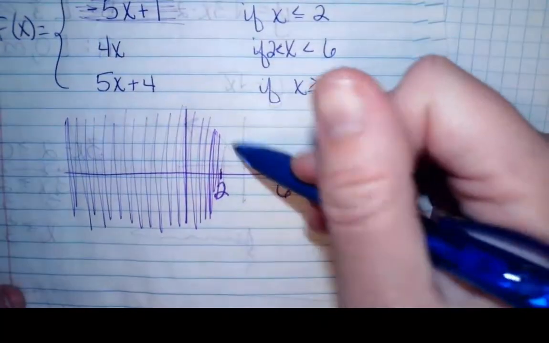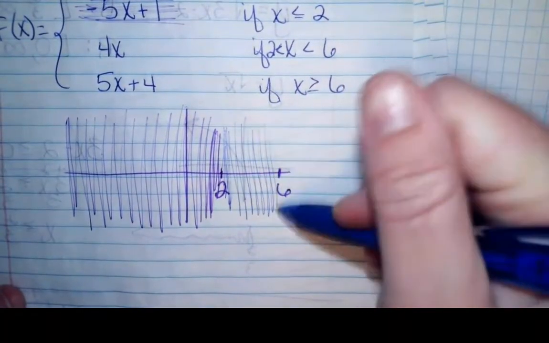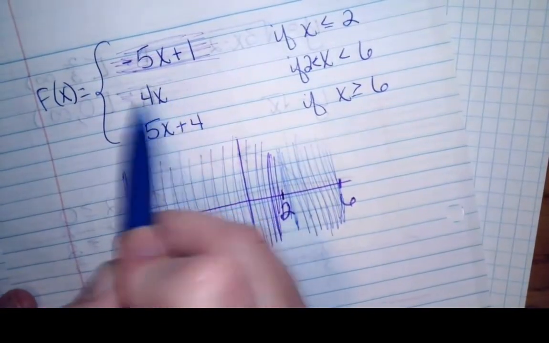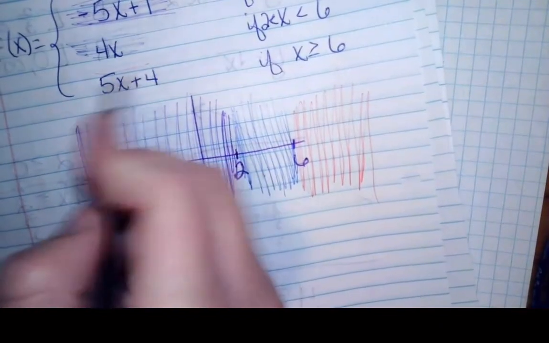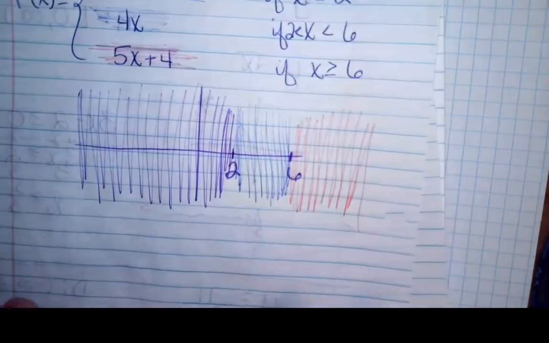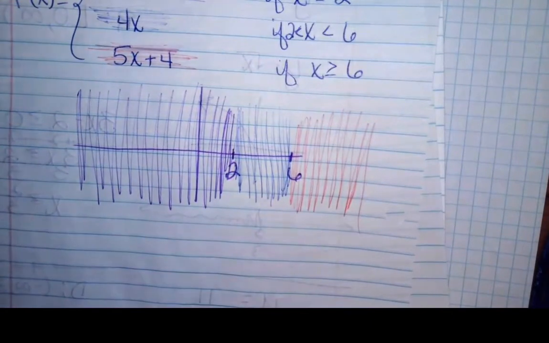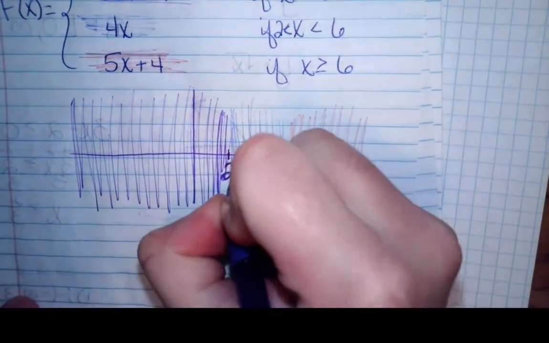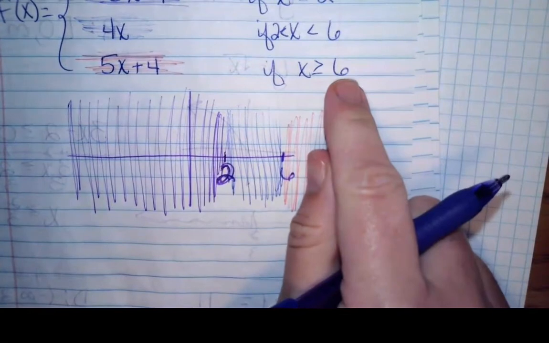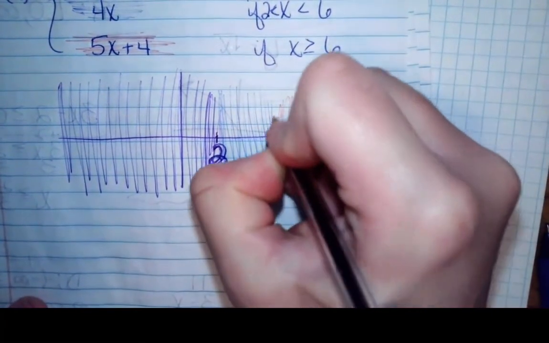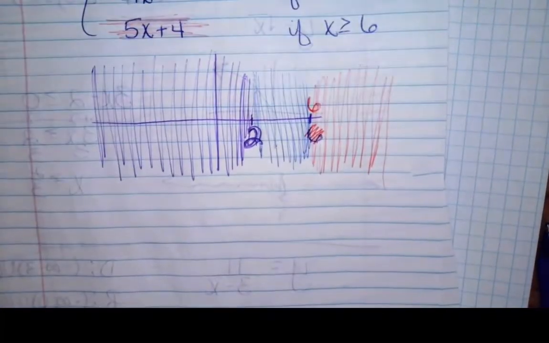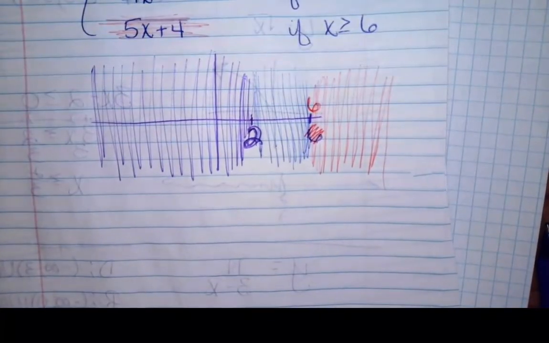If I use a number from 2 to 6, it's going to be to that function between 2 and 6. If I use a number after 6, I'm going to use the red function. Now, who owns the 2? The purple function owns the 2, so he should be purple. Who owns the 6? The red function should own the 6. Now all I got to do is figure out what I'm asking.